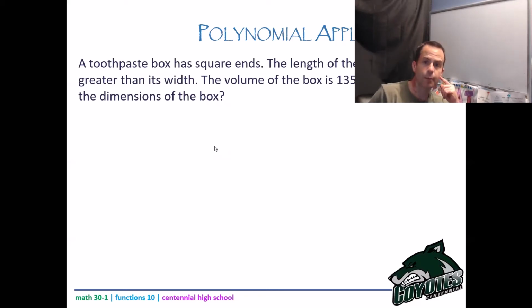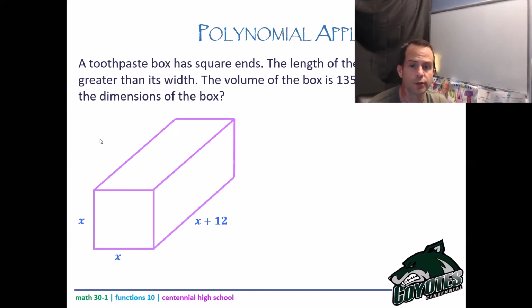So again, we have a box. We're looking at volume, so we've got length times width times height. The fact that I have square ends means I would have the same dimension there, so let's call that x. So that'd be x by x. And then the length of the box is 12 centimeters greater than its width, so that could be 12 plus x.